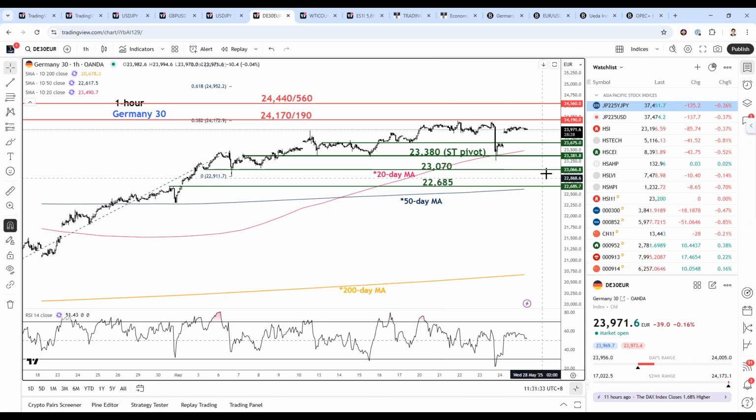All right, so no change, still watching that 23,380 short-term pivotal support level to maintain this bullish bias recovery scenario on the Germany 30.